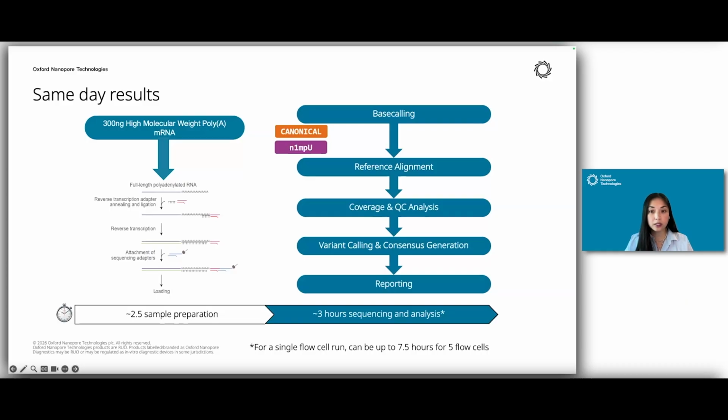Base calling happens in real time for this purpose, and we use both the canonical bases as well as the modified bases, specifically N1 methylpseudouridine. After the base calling is completed, you can feed the sequence through our data analysis pipelines for the QC analysis, which are available in our Q-Line platform, or you're welcome to build your own tools in order to capture these data.